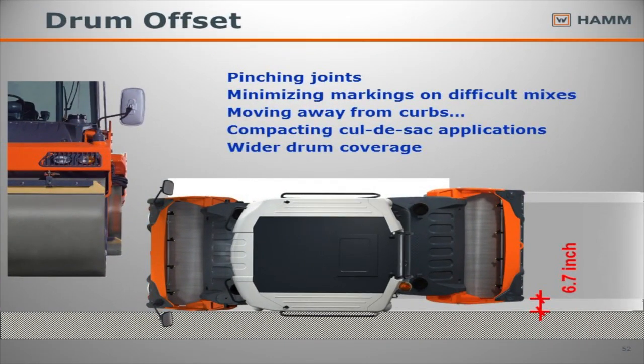Drum offset, like I said, is one of the most underutilized things. We can pinch joints in one pass. We can minimize markings. If you have a mix that's a little tender, instead of a dual cutting edge with both drums one in front of the other, we can offset the drums and one's always covering up the other one. So we can reduce the marking, especially when you're looking at finishing.